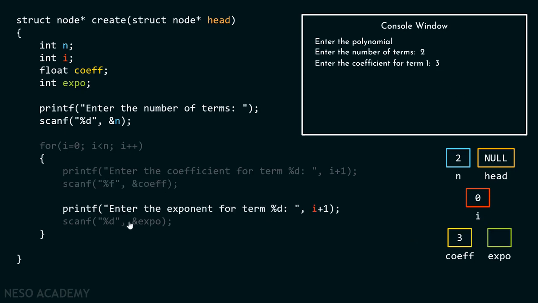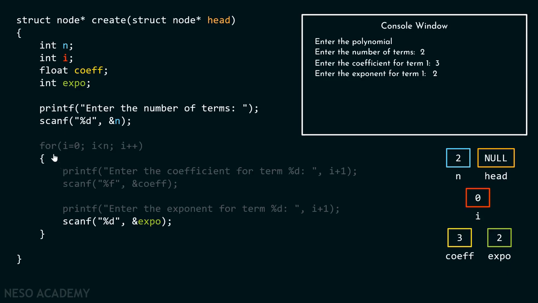Then after this, the next step is to ask the user to enter the exponent for term 1. So let me just print this message over here: enter the exponent for term 1. This message will get printed on the screen. This means that now the user would be able to see this message, and obviously he or she would understand that now I have to add the exponent for term 1. With the help of the scanf function, I will accept the input from the user and will simply store that value inside this expo variable, right? So you can see that coef is right now holding value 3 and expo is holding 2. So the coefficient of the first term is 3 and the exponent of the first term is 2. This is what it means.